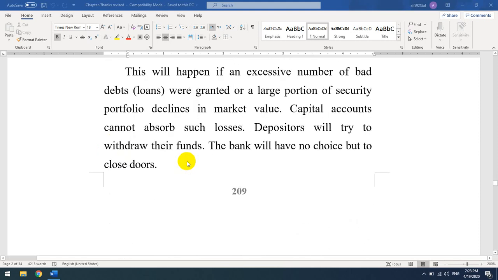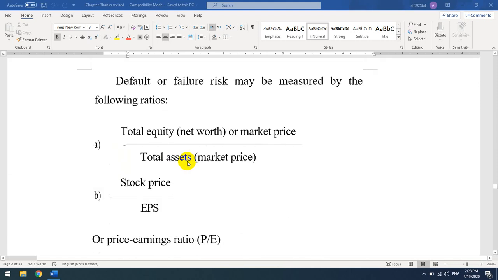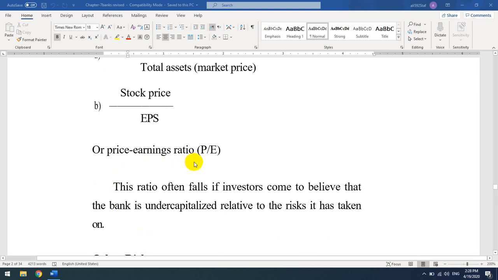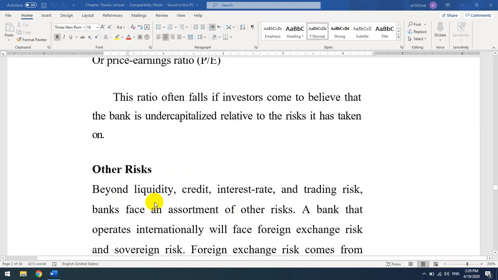The major number six, solvency risk, is a measure of the debt ratios. It could be measured using parameters such as total equity at market price divided by total assets at market price. It could also be measured using stock price divided by earnings per share, the price earnings ratio. This ratio often falls if investors come to believe that a bank is undercapitalized relative to the risk it has taken on.